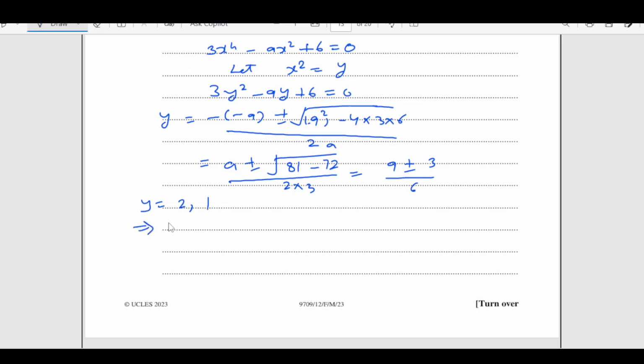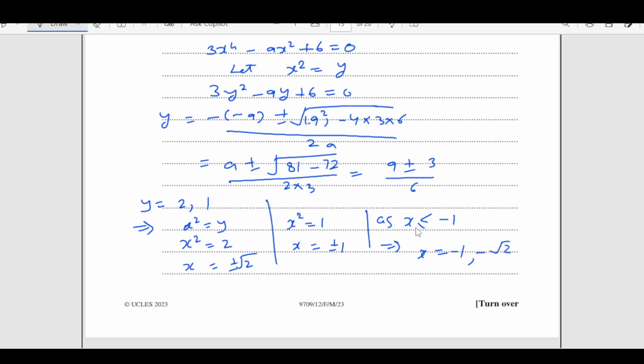So for these corresponding values we had x squared is equal to y. So x squared is equal to 2 and x is equal to plus minus square root 2. Now x squared is equal to 1, x is equal to plus minus 1. So as x is less than or equal to negative 1, therefore our values of x are negative 1 and negative square root 2. So this is the final answer.